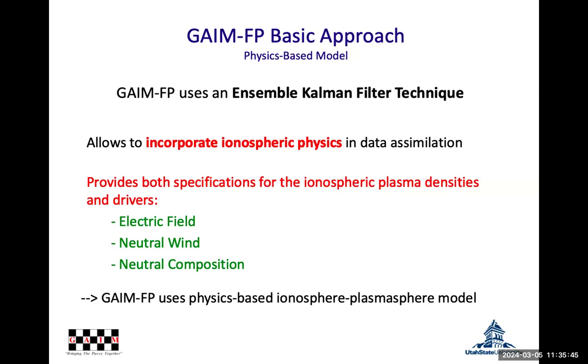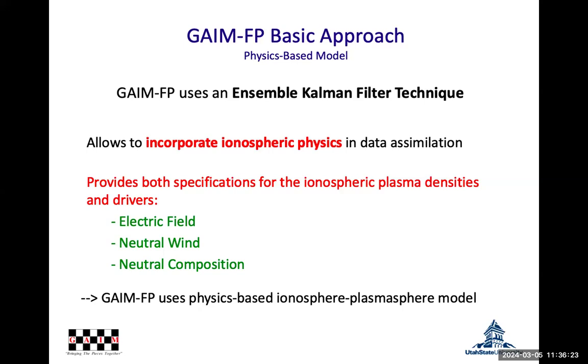And with that, we can get information not just about the ionospheric plasma densities, but also, as I showed before in the equation, about the electric fields, the neutral wind, and the neutral composition. In our case, we're using a physics-based ionosphere plasmasphere model, so we have interhemispheric flow included, and the IGRF magnetic field geometry behind it. You have to get as realistic as possible there.